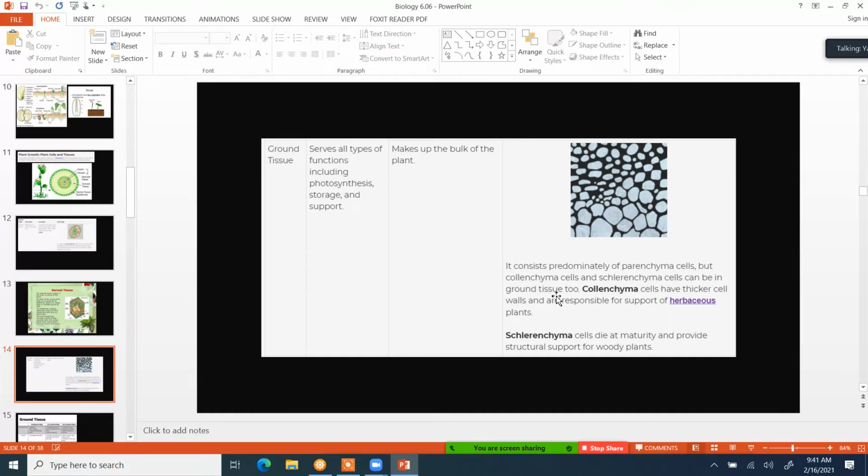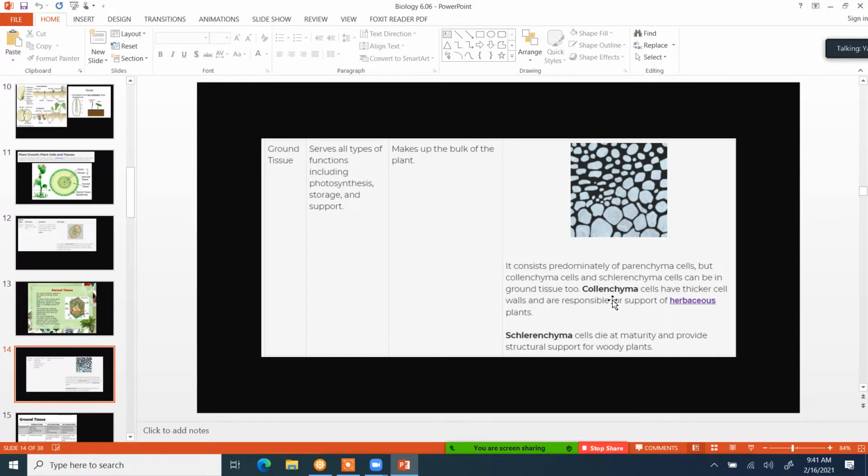It has different kinds of tissues that make up ground tissue. It has parenchyma cells, which can differentiate into a lot of different kinds of things, but also very specialized cells as well. They have collenchyma cells and sclerenchyma cells, right? These are important for support, right?